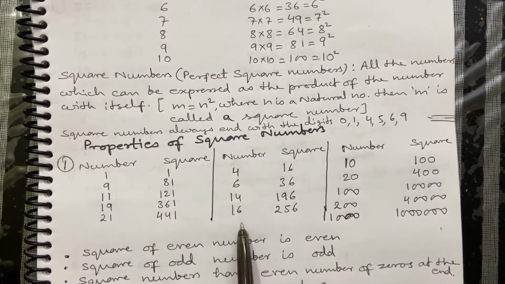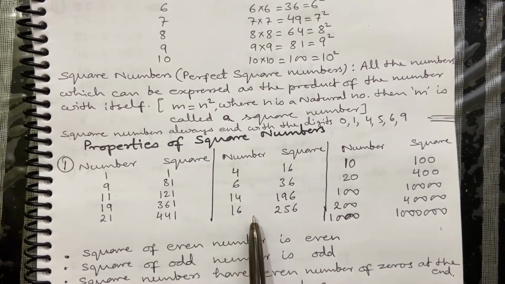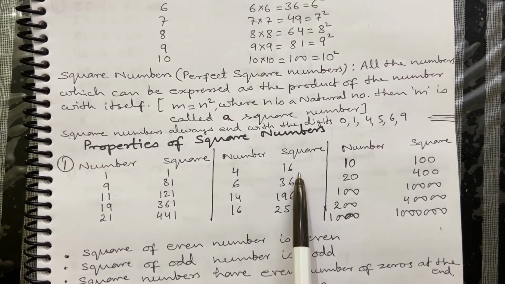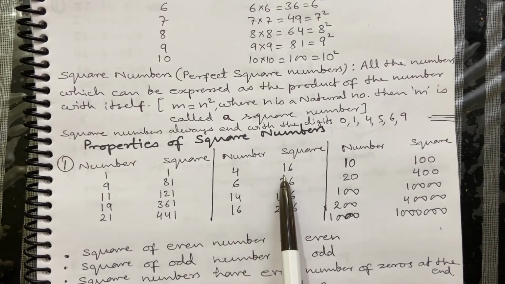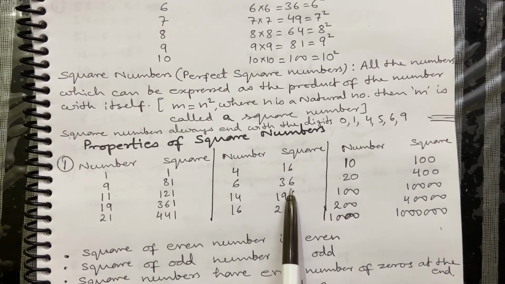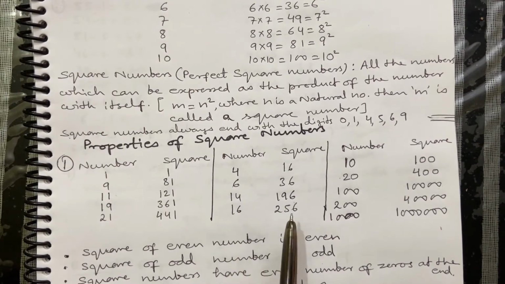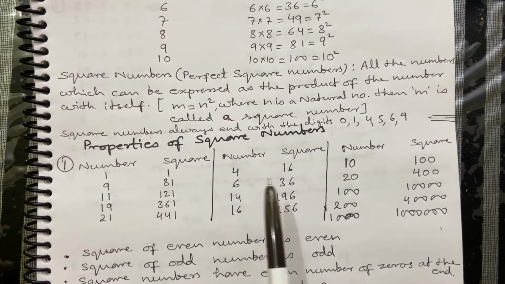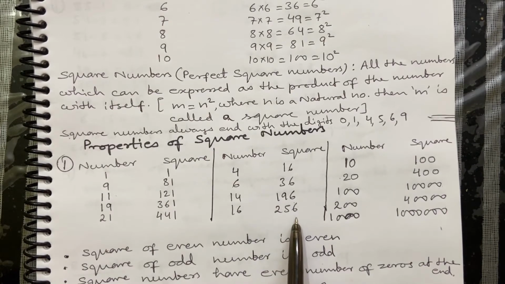Second thing, I have selected those numbers whose squares are ending with the digit 6. Like the square of 4 is 16, last digit is 6. Square of 6 is 36, last digit is 6. In 14 also the last digit is 6. In the square of 16 also the last digit is 6. So overall we can say if the number is ending with 4 or 6, then its square will definitely end with the digit 6.